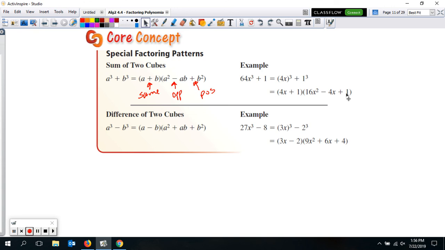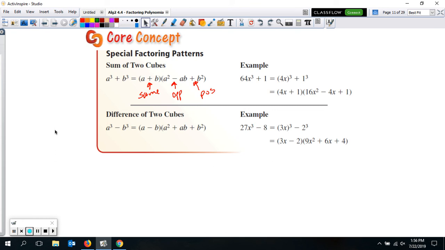So you can see here's an example of this one. It's got a plus, so it's a plus here. It's going to have a minus then here, and always positive in the back. So same, opposite, and always positive. Here's same here as the one in the problem, opposite as the one in the problem, and then always positive in the back. All right, so you should be able to get the hang of this pretty quickly to be able to factor these sums and difference of cubes.